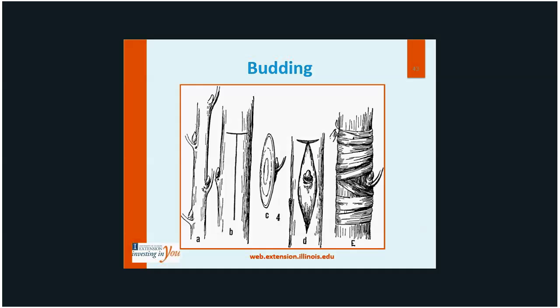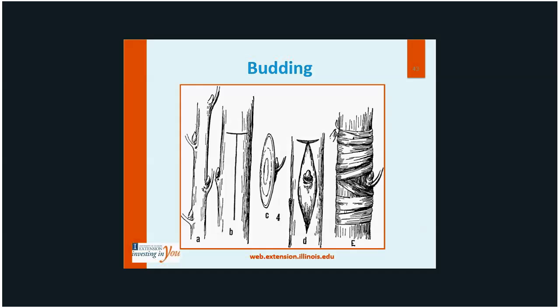So that's a few grafting methods. There are far more, just to give you an idea. Another grafting method is budding. Again, there's a variety of different budding practices. One of the traditionally most practiced versions is what they call T budding.